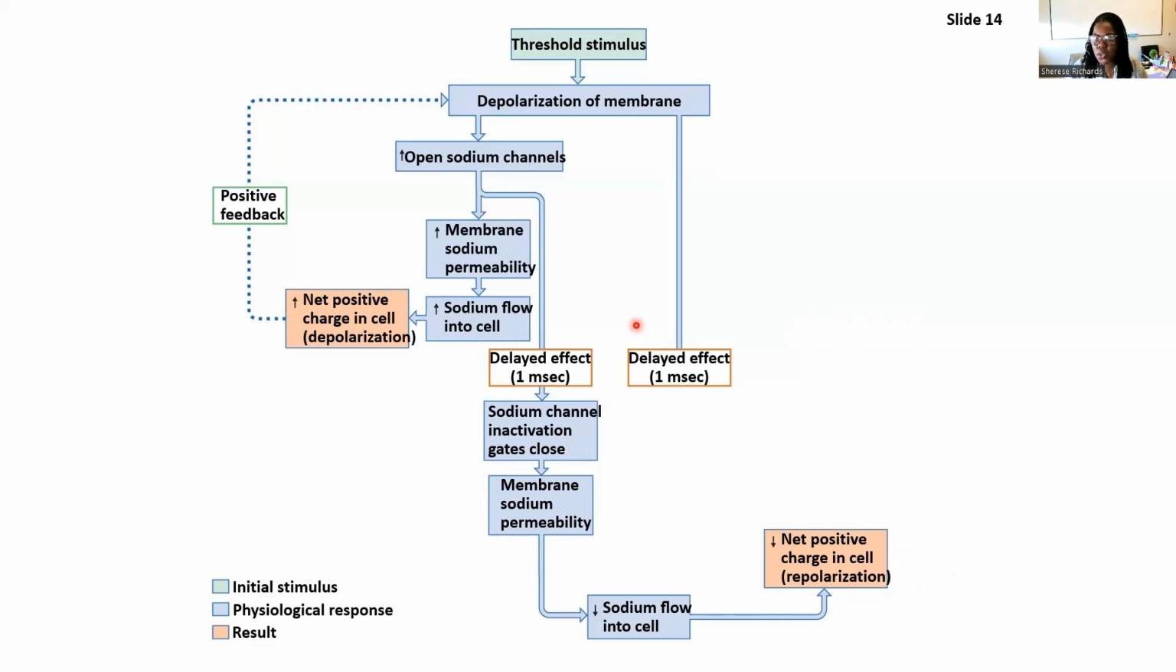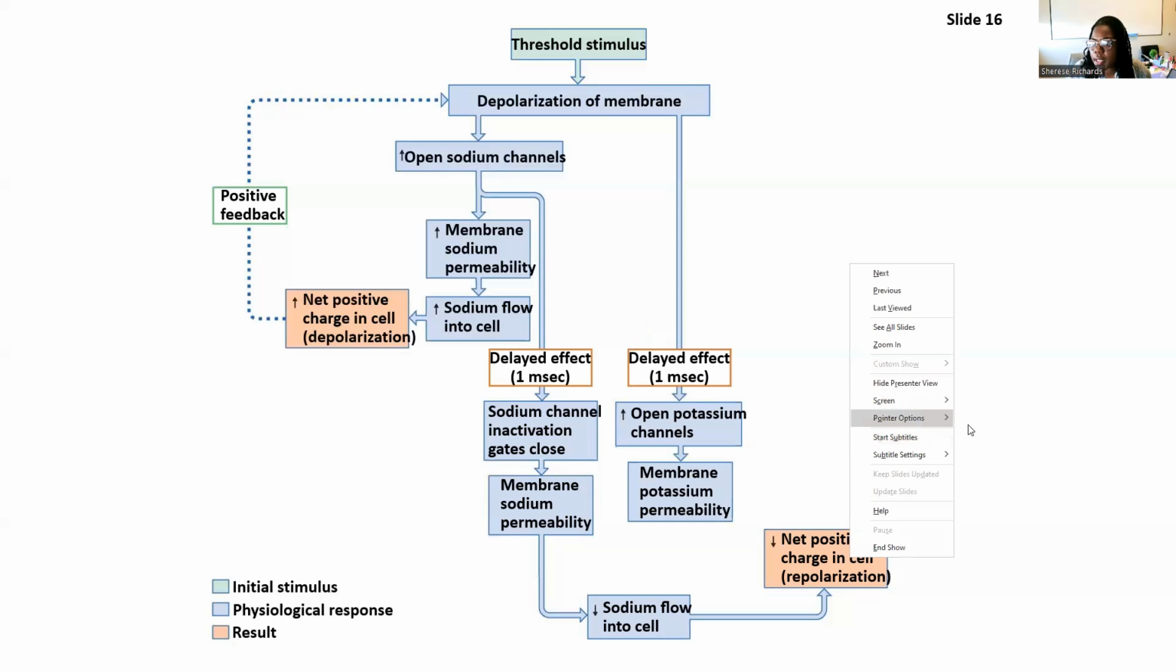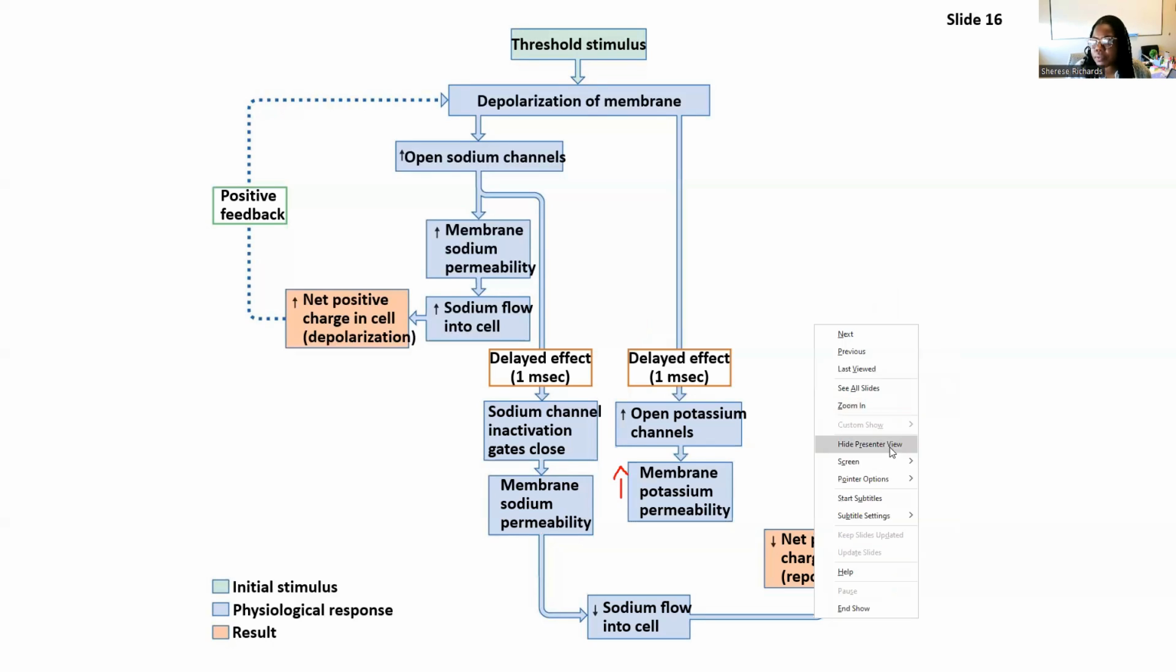This is why the timing is so important. This has to happen synchronously at the exact same time. And so the 1 millisecond timer ensures that the inactivation gates close at the exact same time that the potassium channels will open up. All right, so potassium channels open up, membrane permeability to potassium increases. Again, an arrow should be here. This should be an up arrow as that permeability increases.